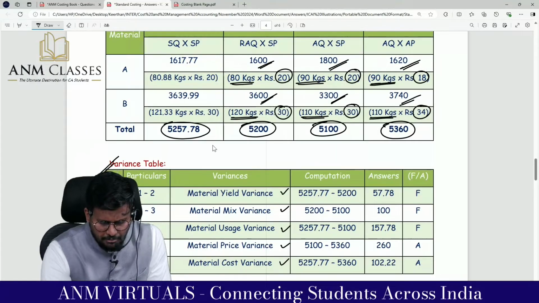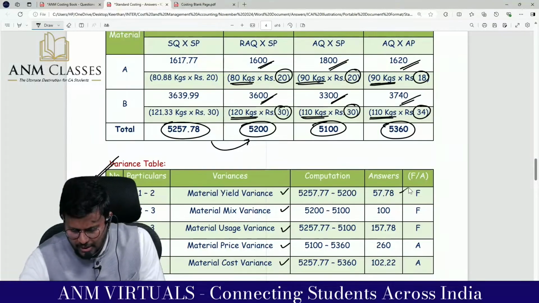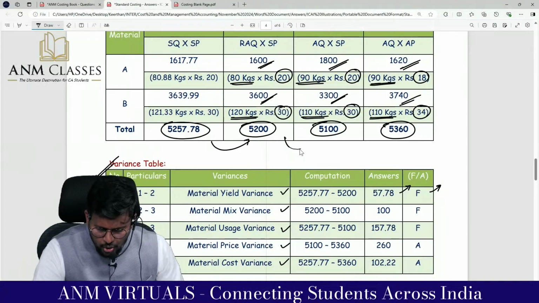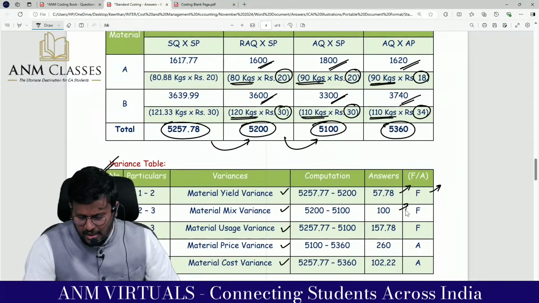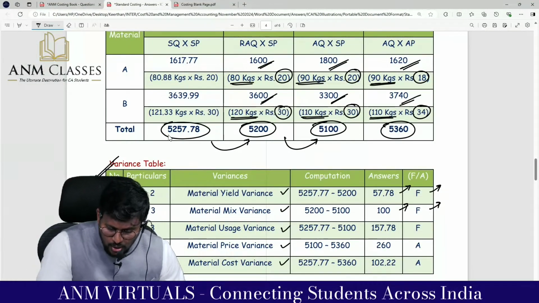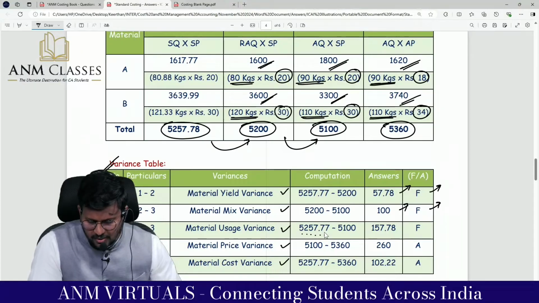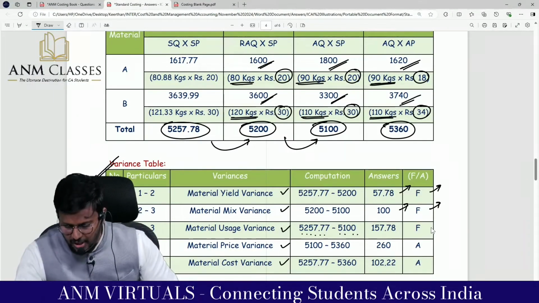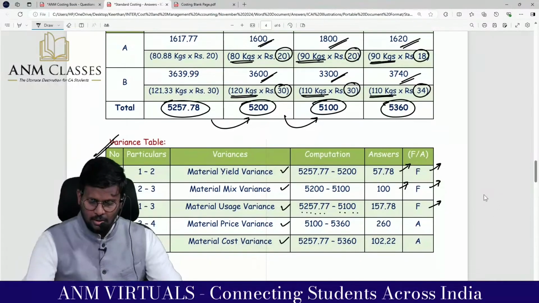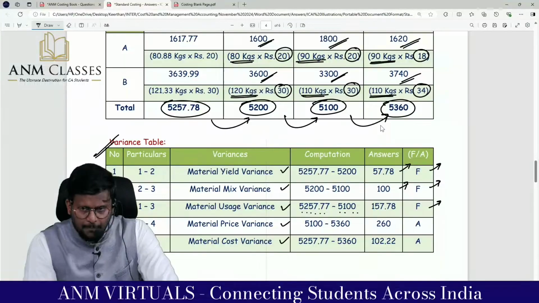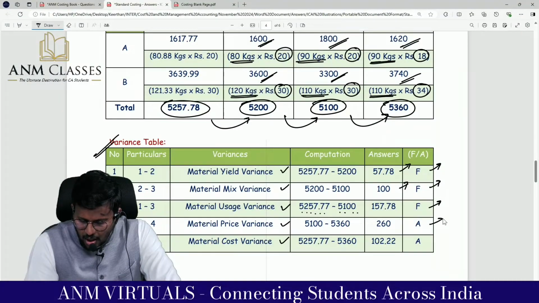5257.78 minus 5200 comes to 57.78 favorable. 5200 minus 5100, 100 favorable. 5257.78 minus 5100 comes to 157.78 favorable. 5100 minus 5360, that means 260 adverse.